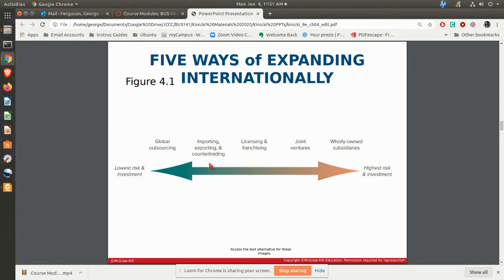So you can import or export. You can also do some licensing. And the higher up this way you go, the higher the risk is. Joint ventures and then also wholly owned subs.